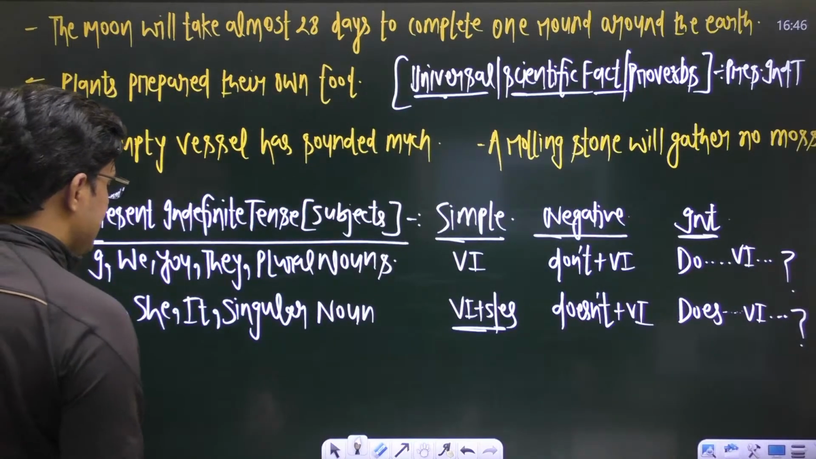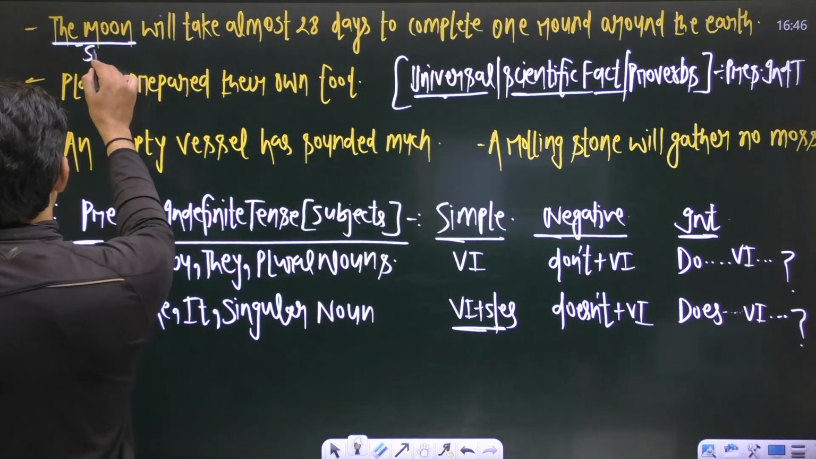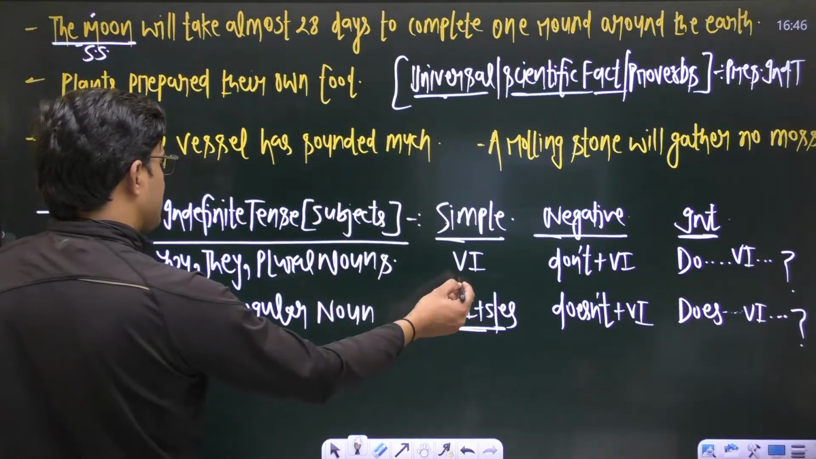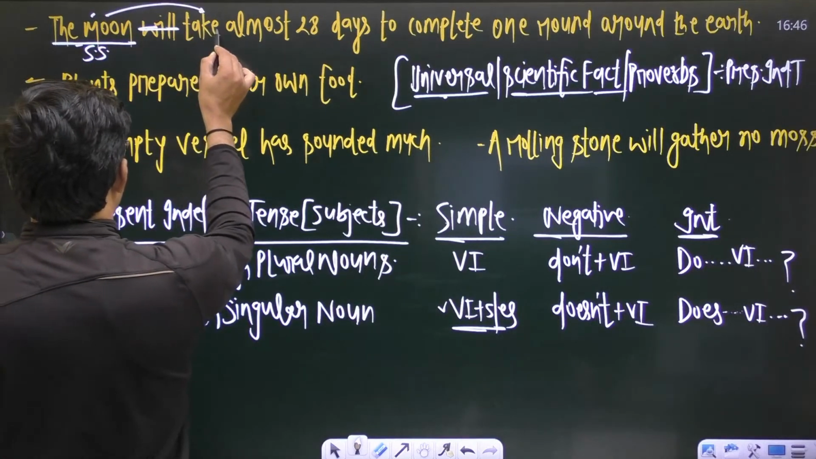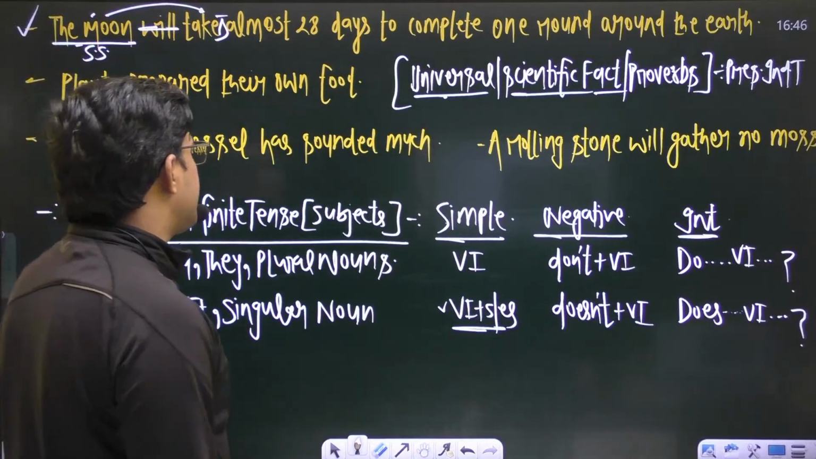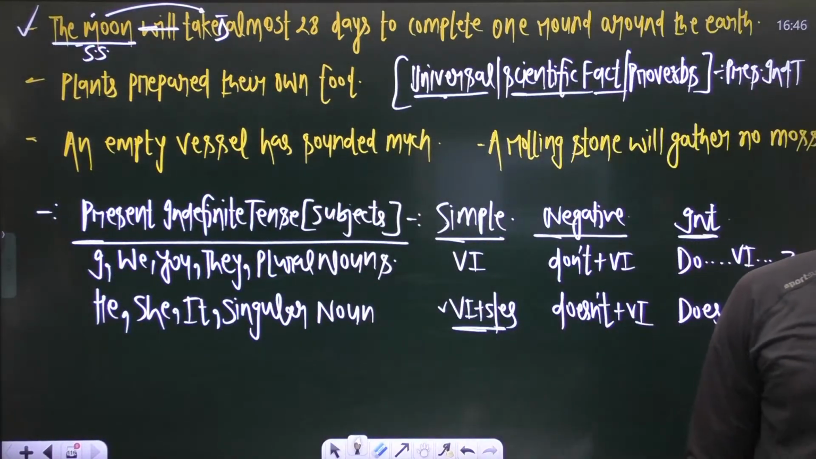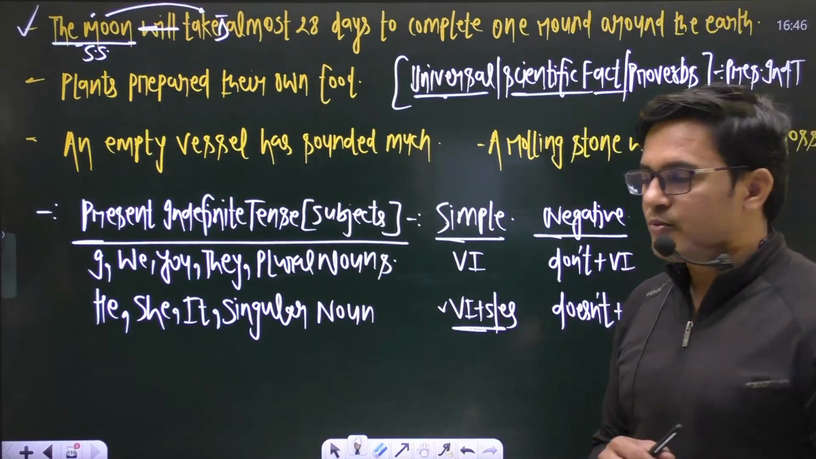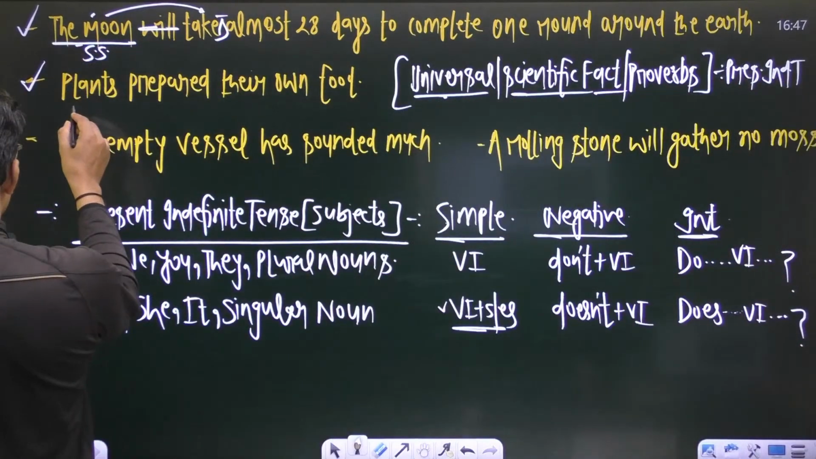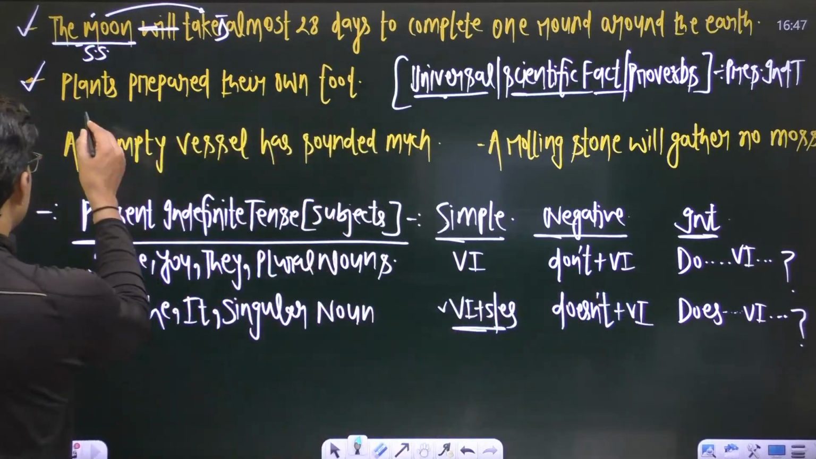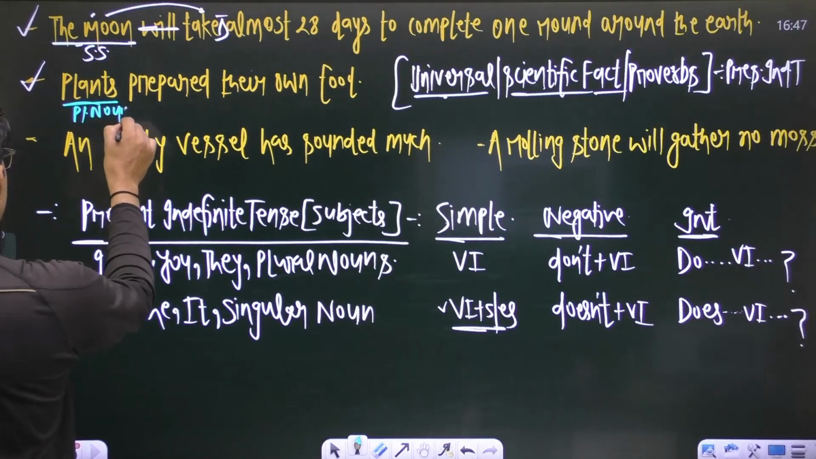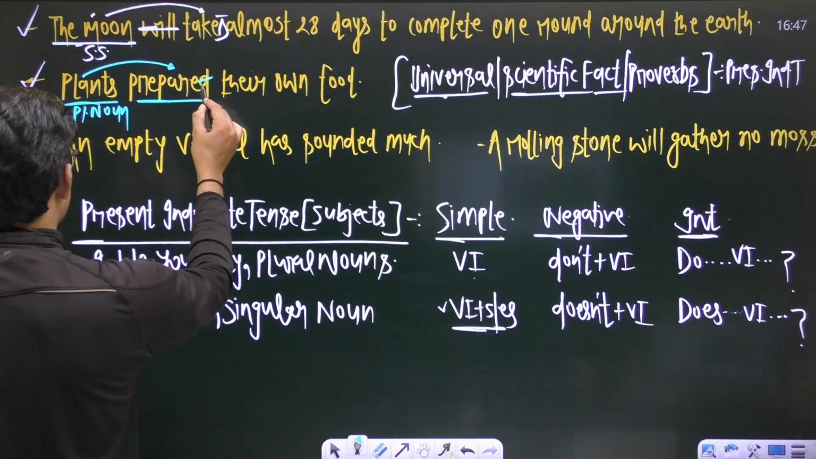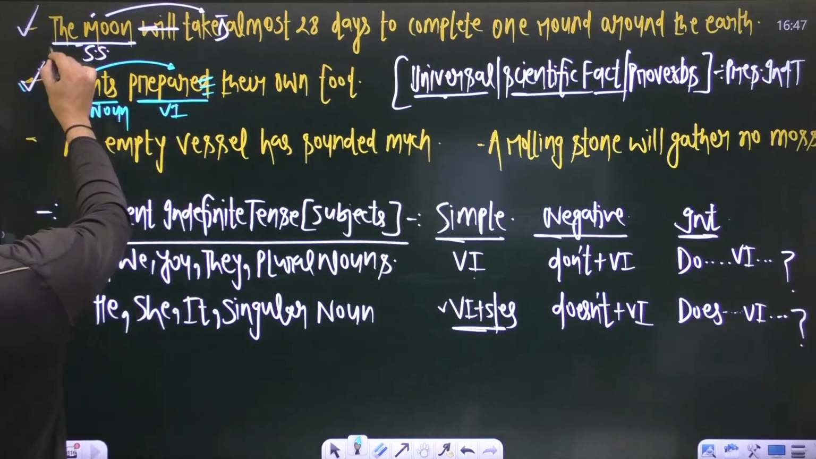So if you apply it in the sentence, first sentence, the moon is singular subject and this is universal fact. The sentence is simple. So with singular subject we use first form plus s or es. So drop will, and the sentence will be like, the moon takes almost 28 days to complete one round around the earth. Same thing is in the next sentence. This is also universal fact, and now this is the plural noun, and the sentence is simple. With plural noun simple sentence we use first form of the verb. So sentence will be like, plants prepare their own food, right?